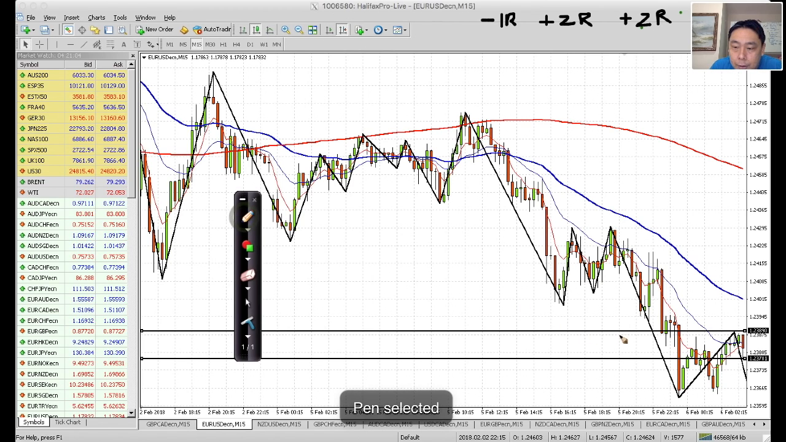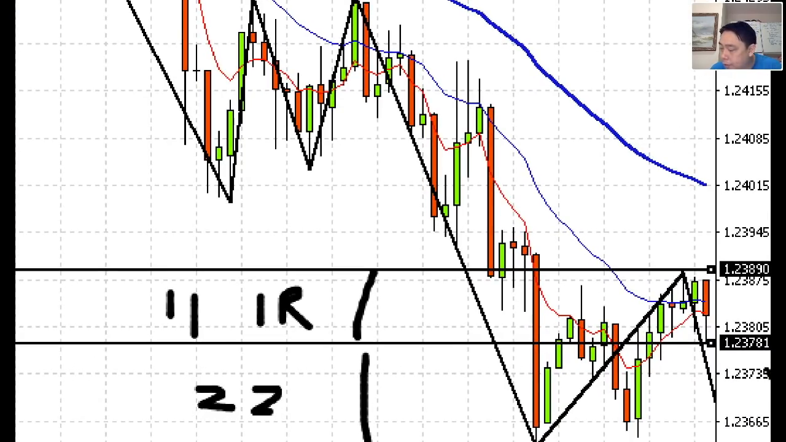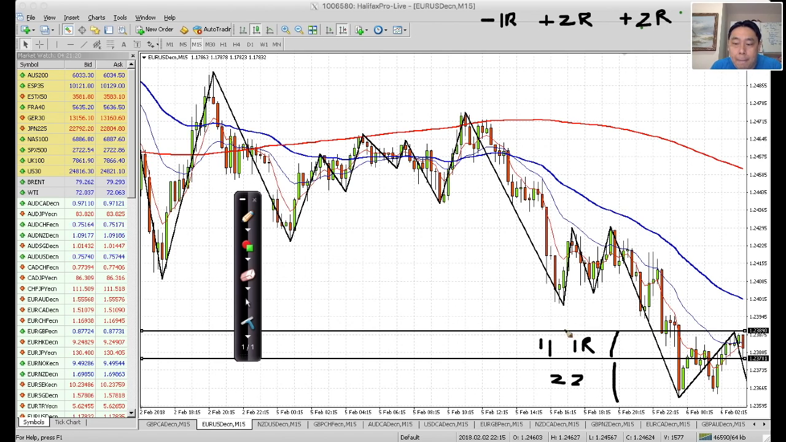Okay, so my risk is 11 pips and my profit target should be 22. So 2378 minus 22 is 2356. Okay, so my target would be 2356, somewhere below. So let's see if it reaches 2356. I'm not sure. Ready? Let's see what happens.